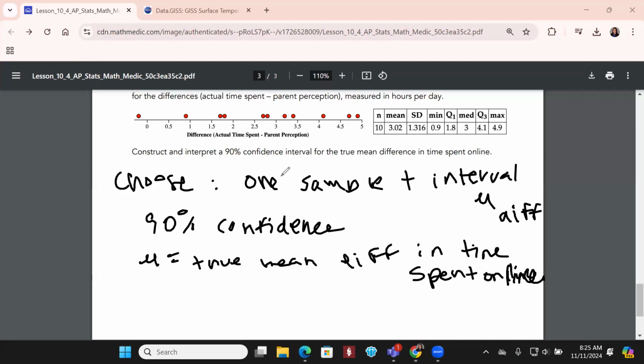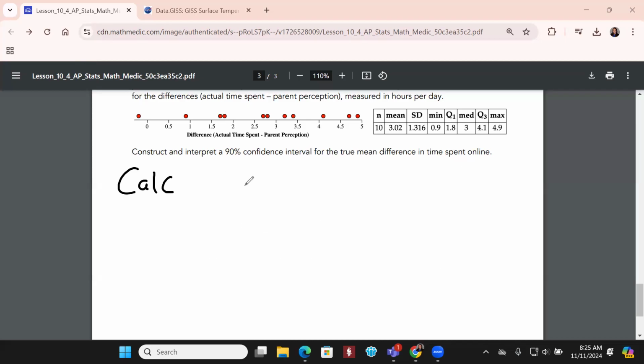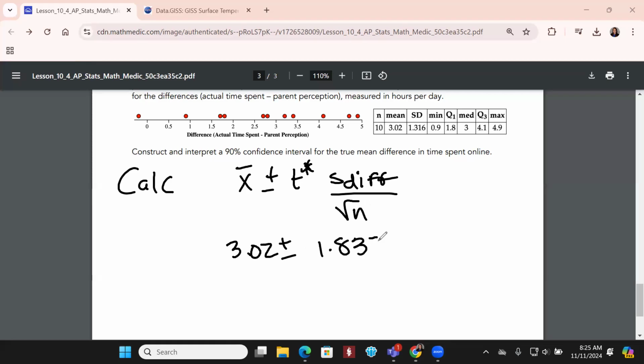All right. So then we're going to calculate. And so we're going to do X bar plus or minus the critical value of S difference divided by the square root of N. So that's going to be 3.02 plus or minus 1.833 times 1.316 divided by the square root of 10. Your degrees of freedom is 9. And we have a 90% confidence. So we're gonna get 2.25 and 3.79.